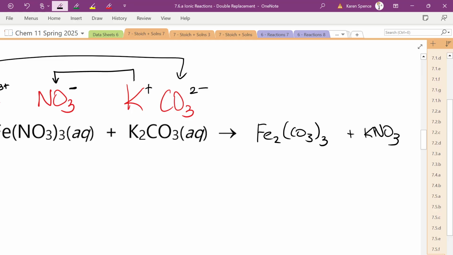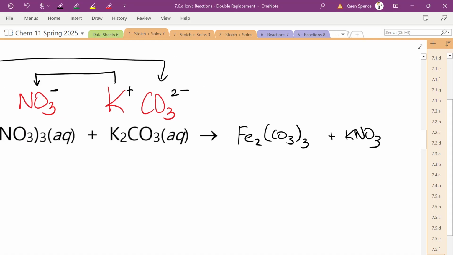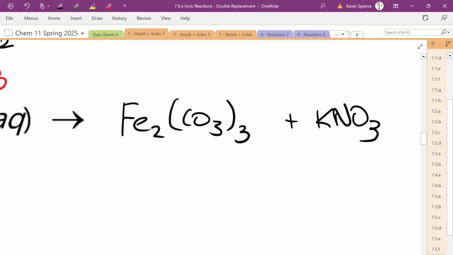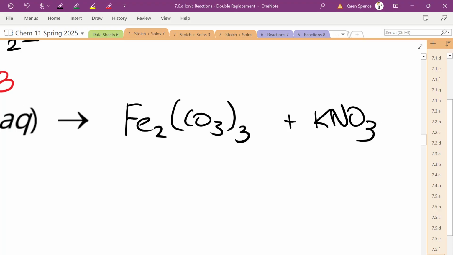Now, in order to be able to write a complete ionic and net ionic, you have to tell me what the solubility of these things is. What is iron carbonate's solubility? Iron 3 carbonate. You will want your blue sheet.